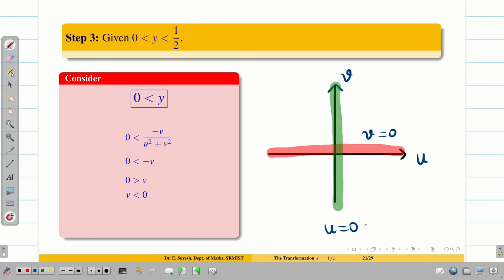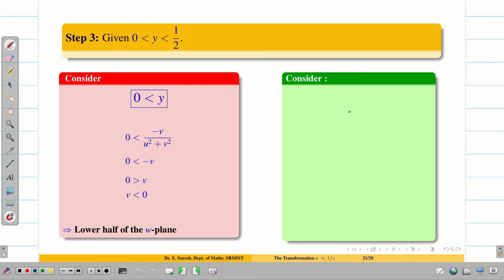Now what we say, v less than 0, this is the line v equal to 0. So v less than 0 means the area completely below the u axis. This is v less than 0. Therefore it is the lower half of the w plane. Next, the second one is y less than 1 by 2, and we know the value of y, minus v divided by u square plus v square less than 1 by 2.